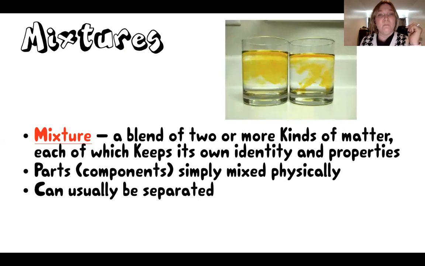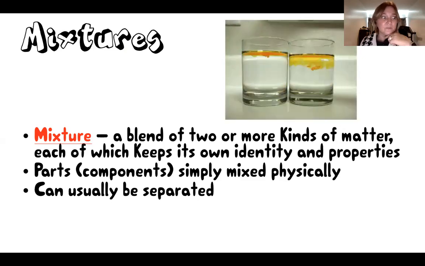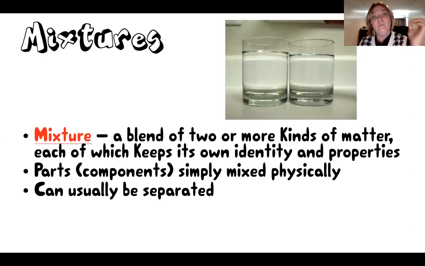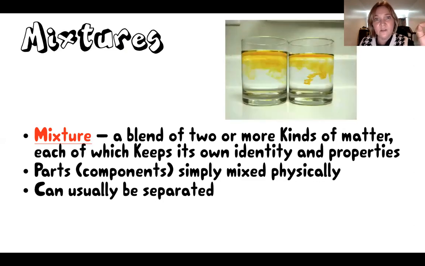Pure substances are made through chemical change, which I talked about in the previous video, and they are separated through a chemical change. Mixtures are made through a physical change, and so they are separated through a physical change.